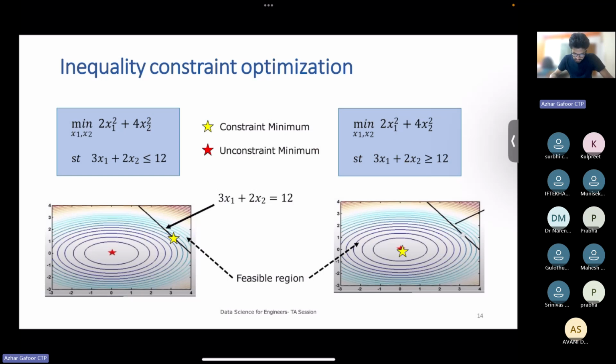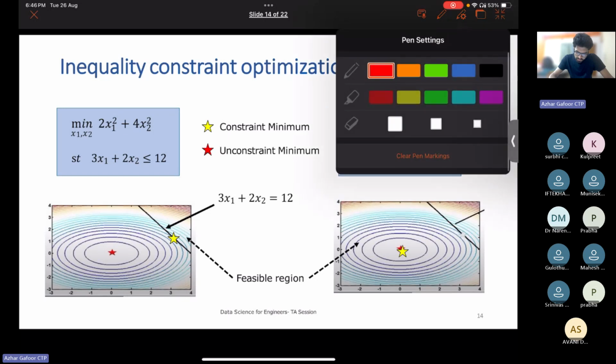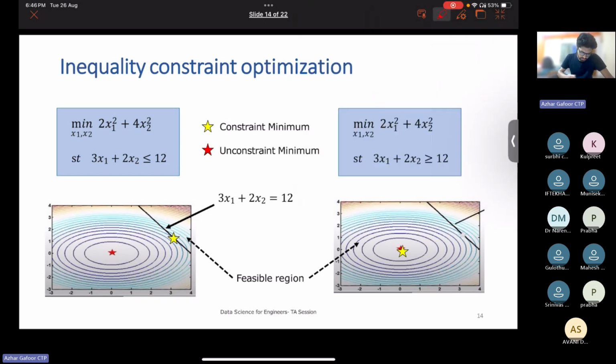So let's say we have two regions here. One is this red region and the other one is this green region. One region denotes one side of the line. One way to easily see which region belongs to which side is that we know 0, 0 is somewhere here.